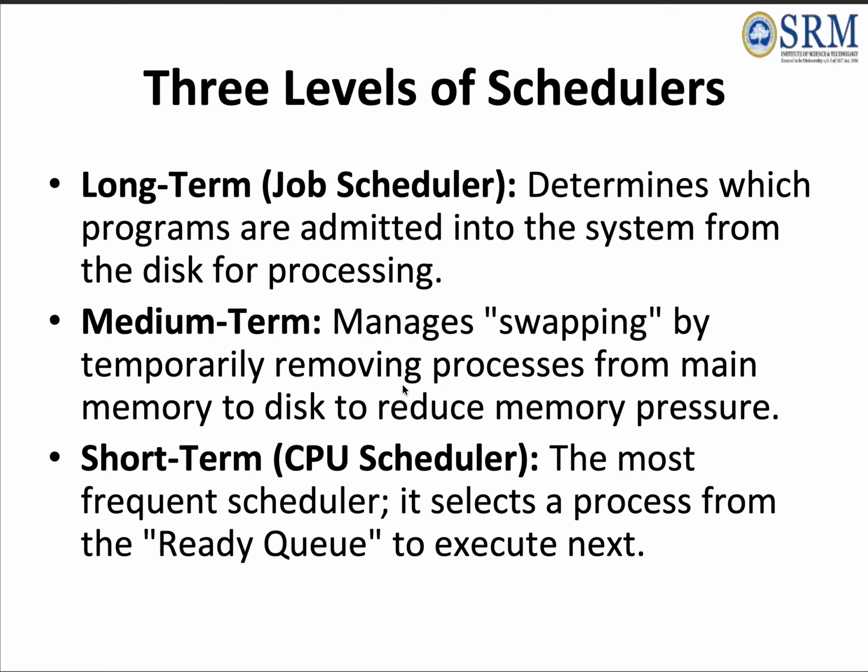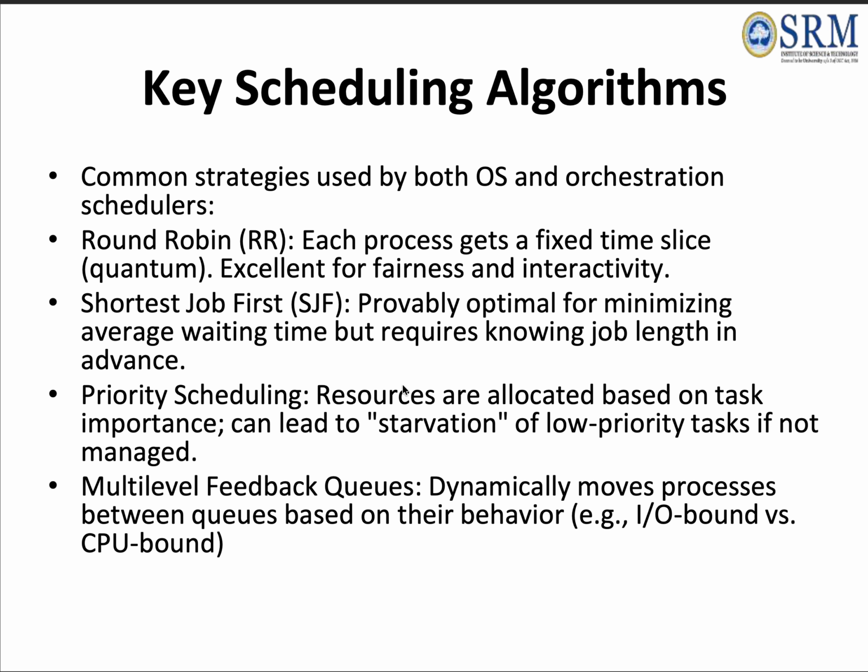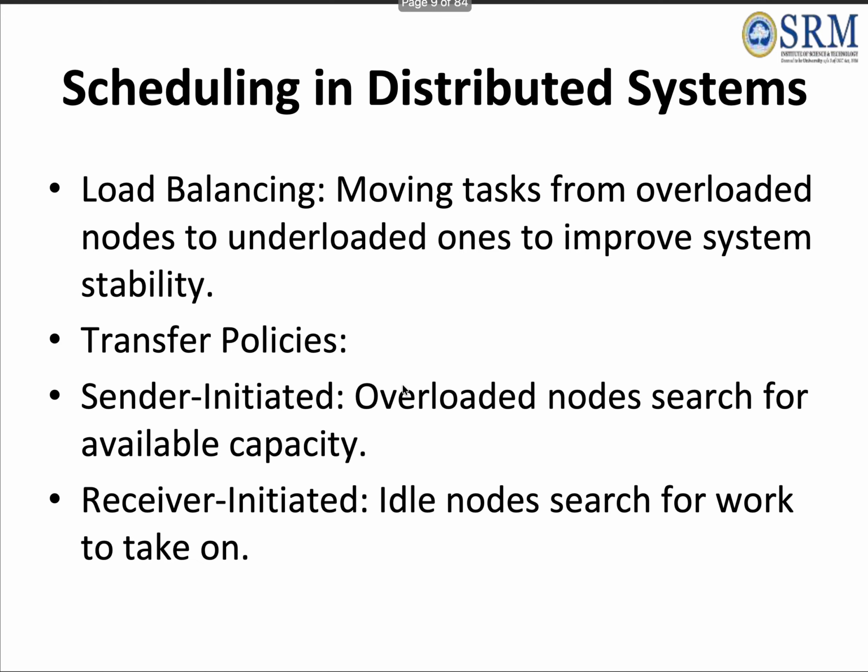So, the levels of schedulers: long-term schedulers, mid-term or middle-term schedulers, and short-term schedulers. Mostly the short-term schedulers are CPU schedulers, and long-term schedulers are full job schedulers. A job contains multiple tasks. A CPU can run only one task at a time. Okay, so key scheduling algorithms, which you have seen already in the operating system course: round robin, SJF (shortest job first), priority scheduling, multi-level feedback scheduling, feedback queues, etc.